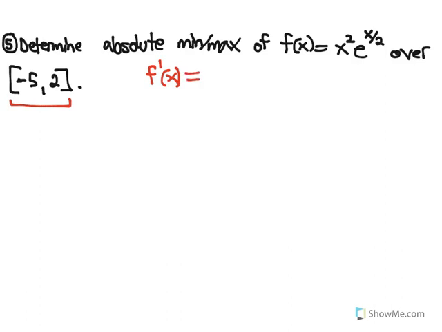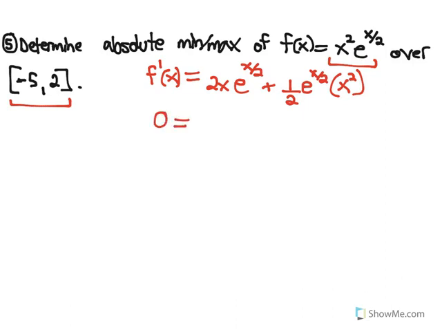The first derivative of this is going to require a product rule, so it's the derivative of the first, 2x, times the second, as is, plus the derivative of the second, which is going to be 1/2 e to the x over 2, times x squared, which is the first. Easiest to set this to 0 if we can simplify it all, so I'm going to factor out an x and an e to the x over 2, and I'll be left with 2 plus x over 2.